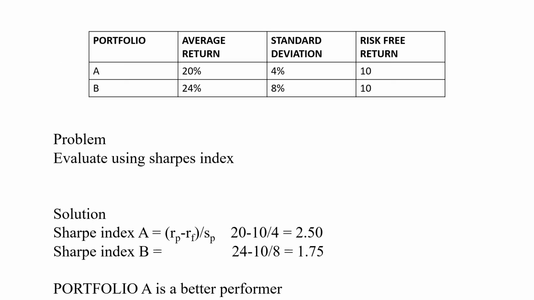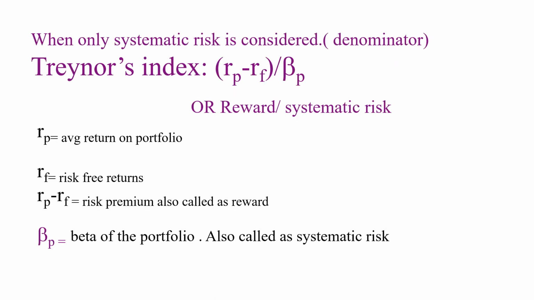It is just another example, the same thing. The average return on the portfolio, standard deviation of the portfolio is given, and the risk-free return is given. So write clearly what are the values that are there, write RP, then this is the standard deviation of the portfolio and this is the risk-free return. And substitute in the formula, find out. If both are positive, then whichever has a higher value is said to be the better performer. This is the Sharpe's index. Next we come to the Treynor's index.